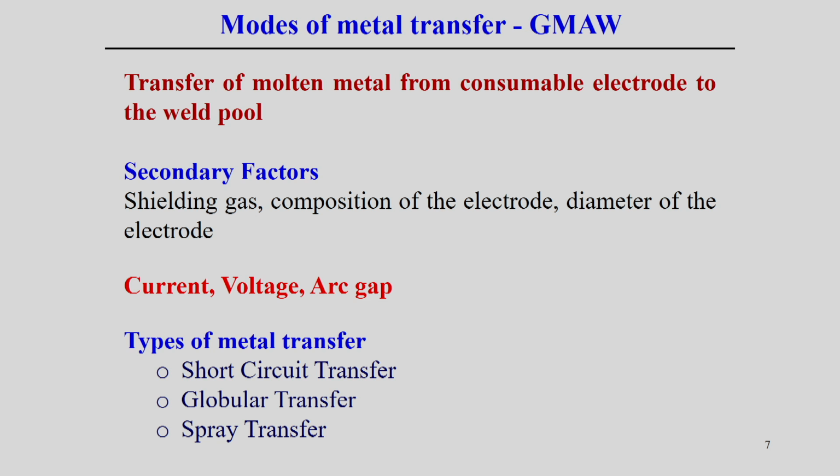And apart from the current, voltage and arc gap, which are the main parameters for the gas metal arc welding process: what current is supplied to create the arc, what voltage has been used for the particular welding process, and what arc gap should be maintained during this welding process.